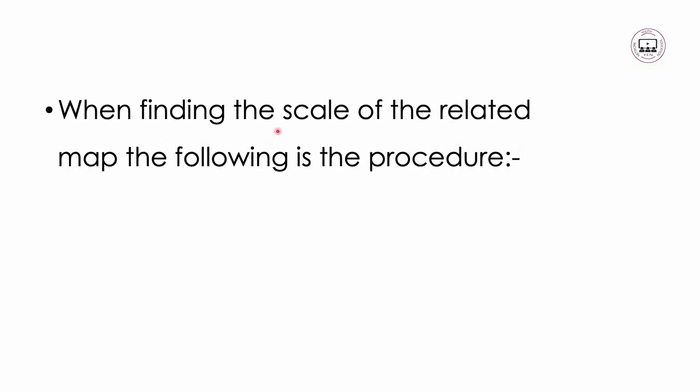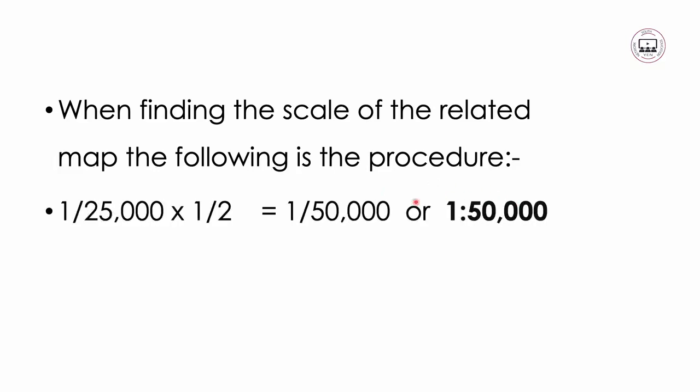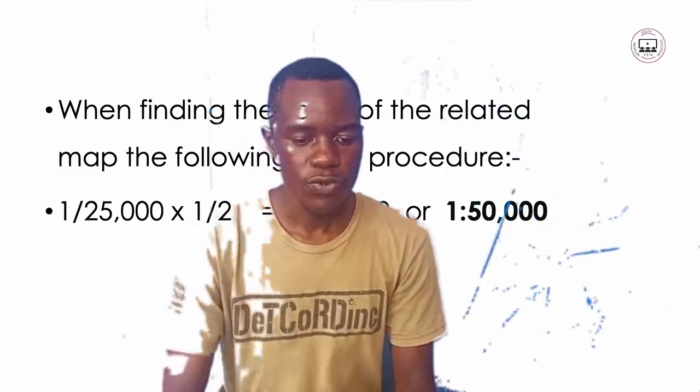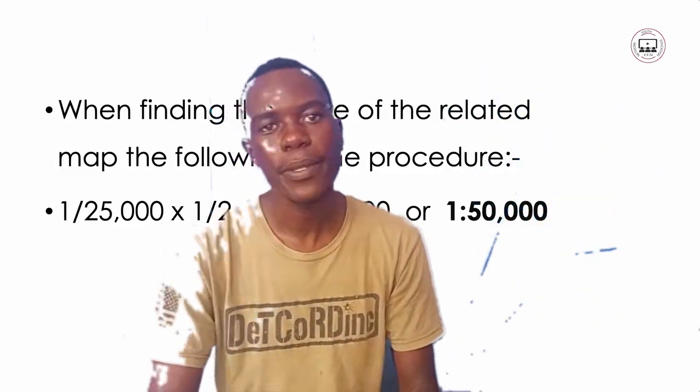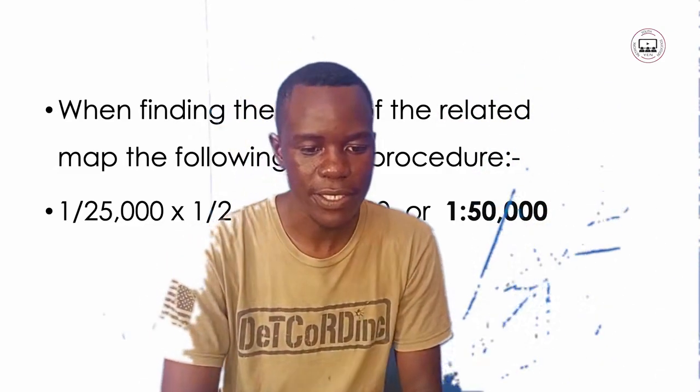Usually when we want to find the scale of an enlarged map, the following is the procedure. We always have 1/5,000, which is multiplied by 1/2, and that will give you 1 over 50,000, or 1 to 50,000. Right, we are done with map enlargement.